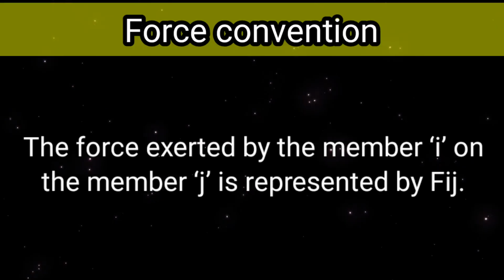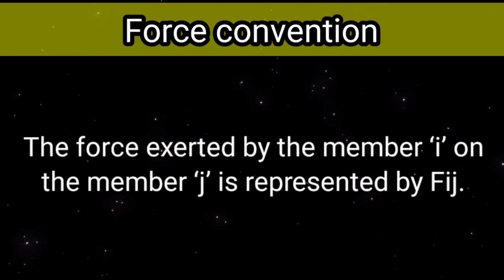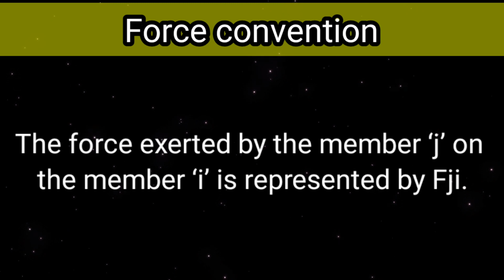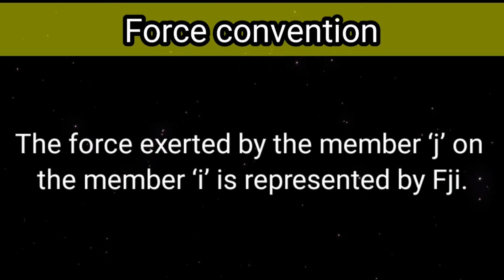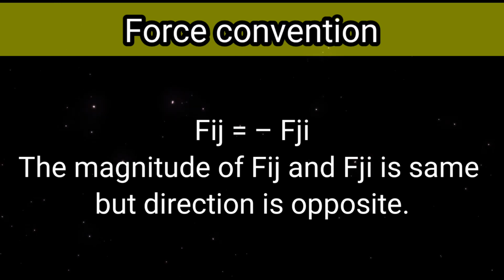Force convention. The force exerted by member i on member j is represented by Fij. Similarly, the force exerted by member j on member i is represented by Fji. Fij is equal to minus Fji. The magnitude of Fij and Fji is the same, but the direction is opposite.